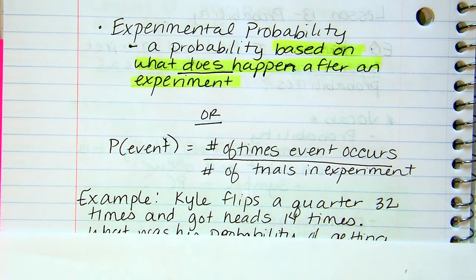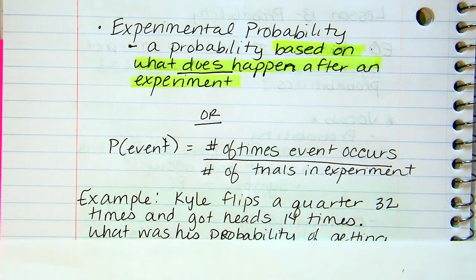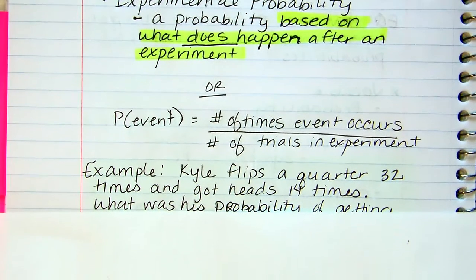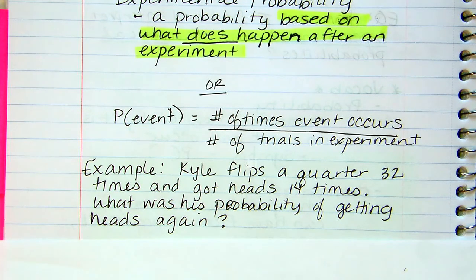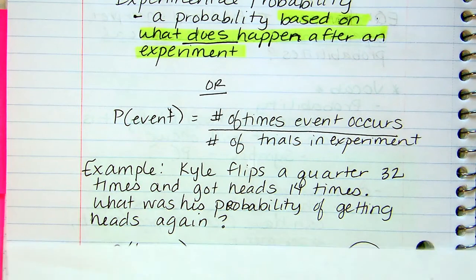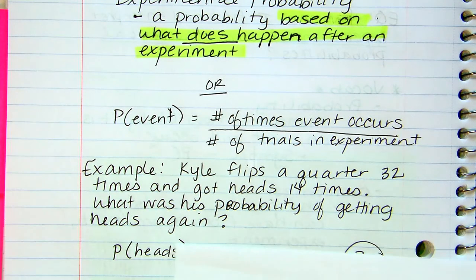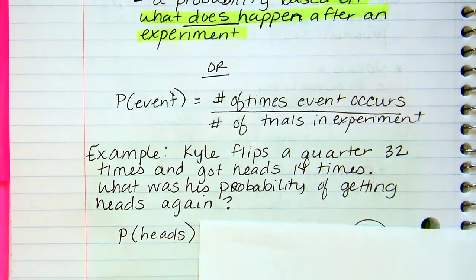Kyle flips a quarter 32 times and got heads 14 times. What was his probability of getting heads? So, Kyle flipped the quarter 32 times. That is the number of trials in our experiment. Okay? So, we're talking about the probability of getting heads once again.